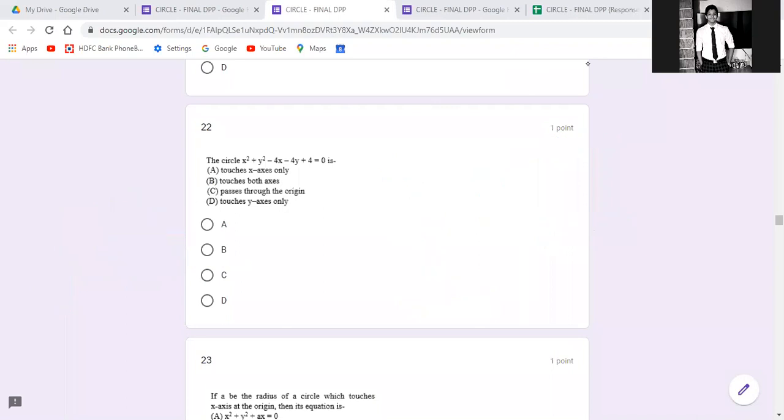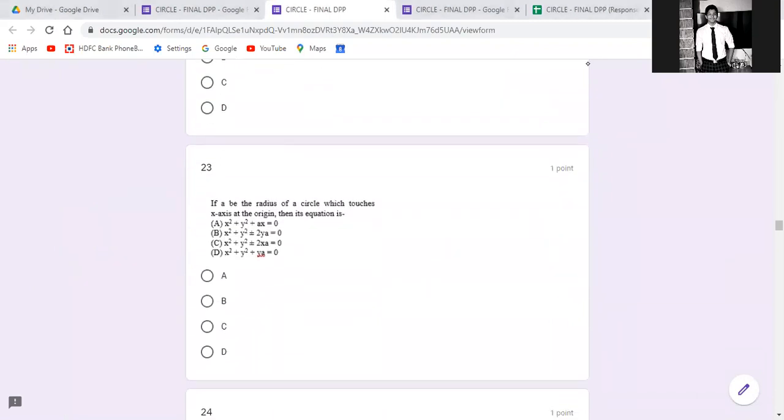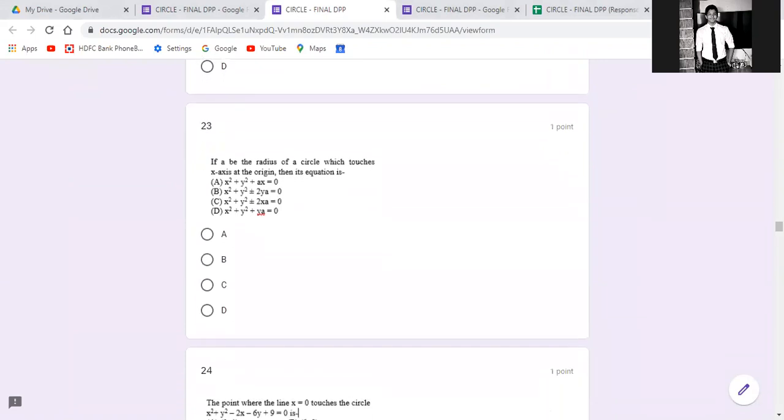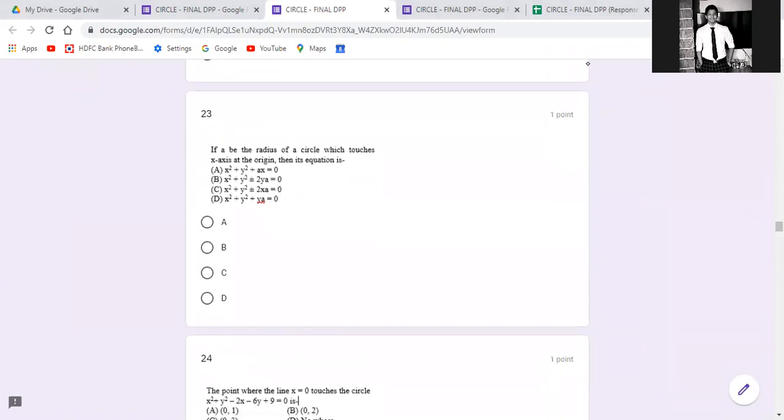After 22, question 23. I got the answer as C, but it is showing something else. If A is the radius of the circle touching the x-axis at the origin, then its equation is... So how can it be? It can be two ways. I'll draw a circle first, because I'm having difficulty drawing it.